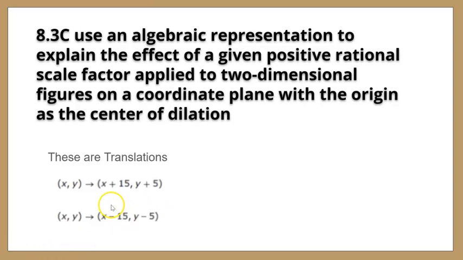So first off, when we look at these algebraic representations, these rules here, we don't want to be fooled by them. When we think scale factor, we want to think multiplication. In this case, we're adding 15 and we're adding 5 to the different coordinates of these original points. So those are translations. That would be to the right 15 units and up 5 units. This one would be moving left 15 and down 15. So these are not dilations. So don't be fooled by these rules that have addition and subtraction in them.